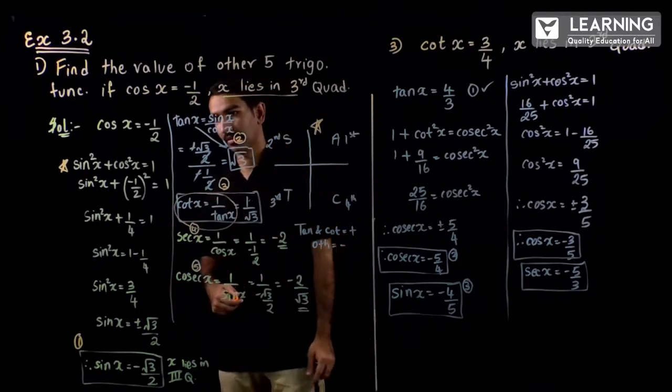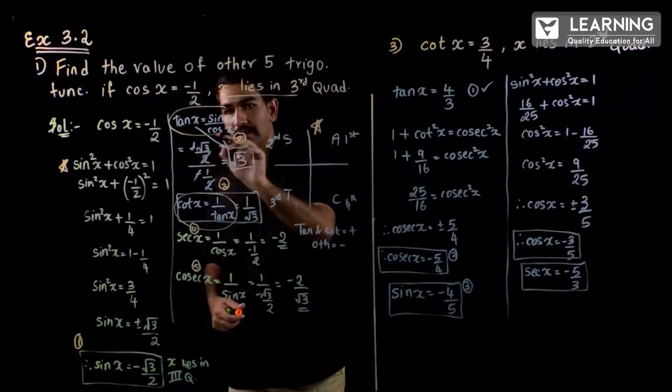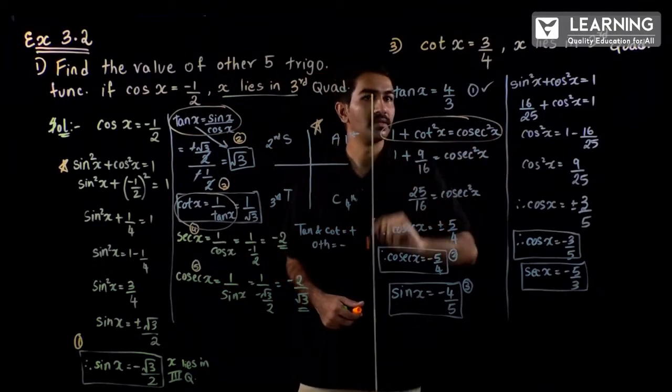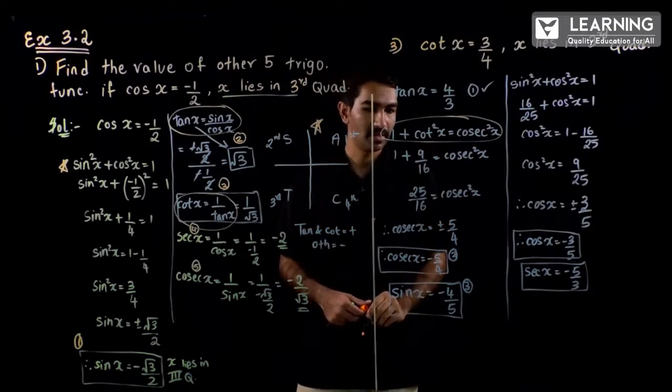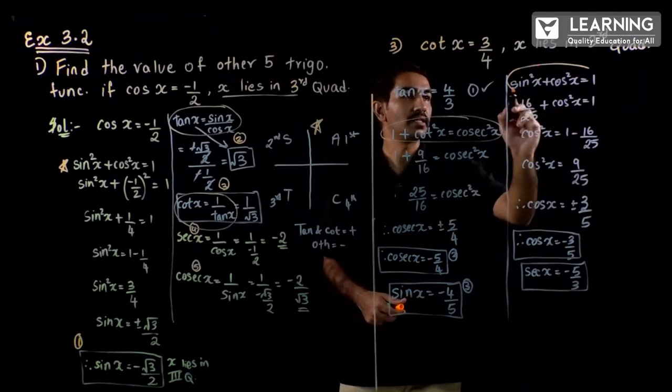Okay, apart from this, even this one, 4, 5, then inverses you have to know, this is 6.